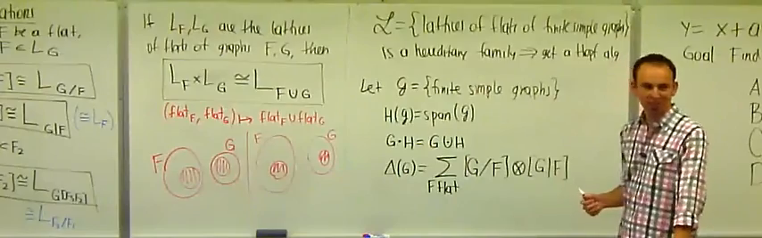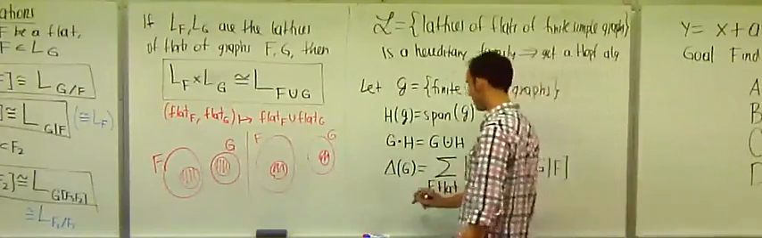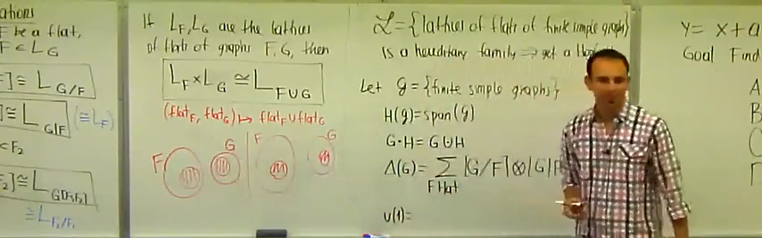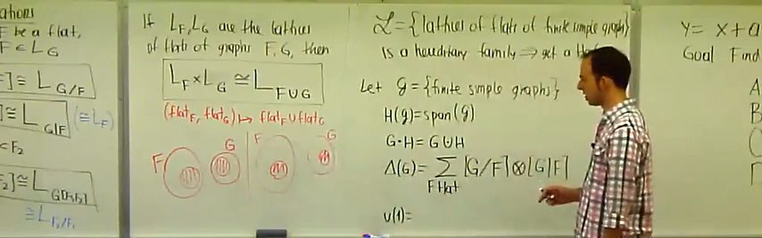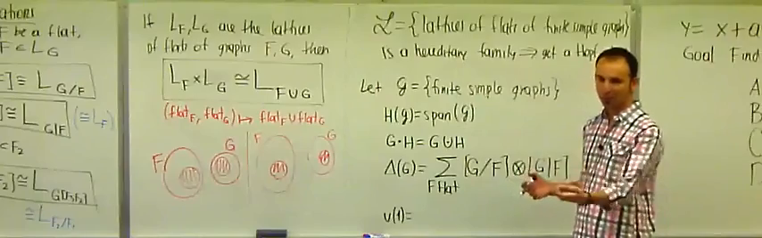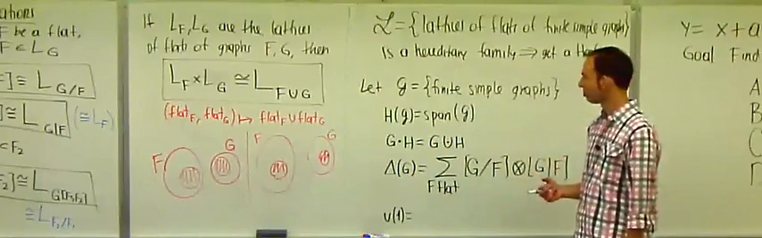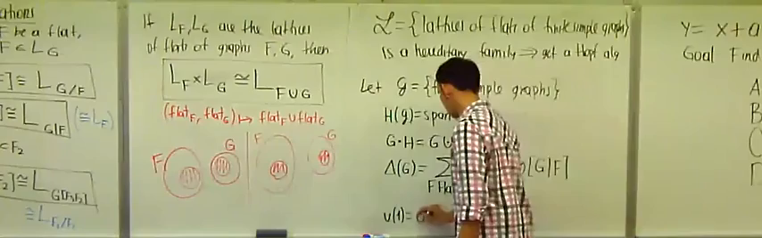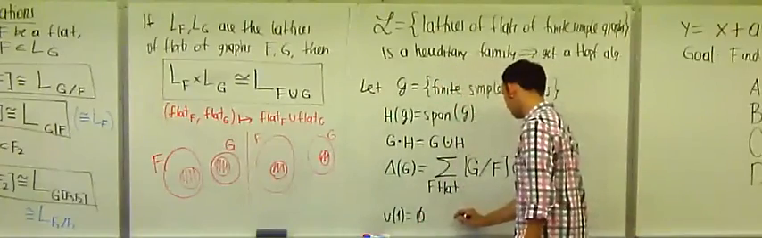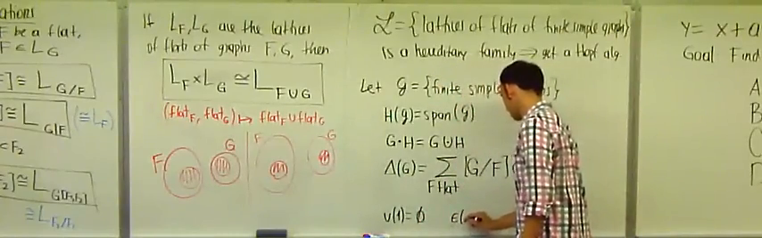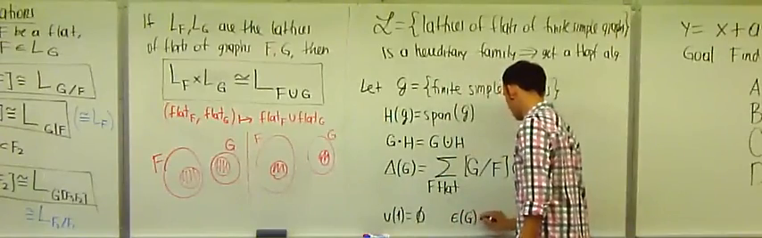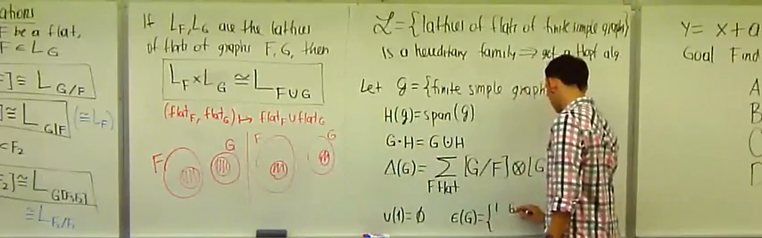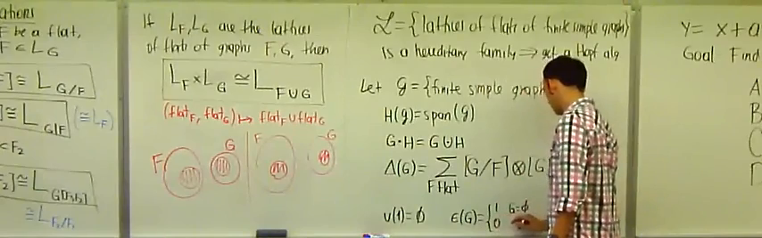I always want to get lazy and not do this, but then I always end up doing it. So what's the unit? It should be a graph that when you multiply by that graph, you don't change the graph, and so this should be the empty graph. And the co-unit, as usual, is going to be 1 if the graph is trivial and 0 otherwise.